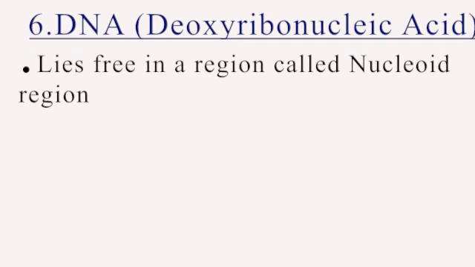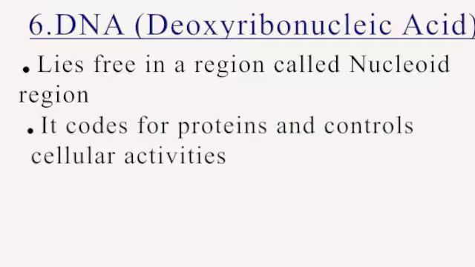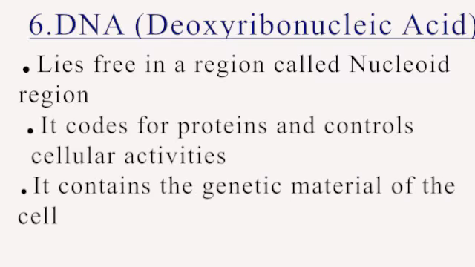Then we have our DNA. This lies in a region of the cytoplasm called the nucleoid region. Unlike the DNA in eukaryotic cells, which is found in the nucleus, prokaryotic cells don't even have a nucleus to begin with. Nevertheless, the DNA in prokaryotic cells still also codes for proteins and controls cellular activities. It also contains the genetic material of the cell.